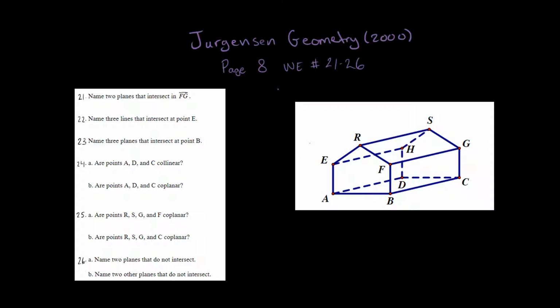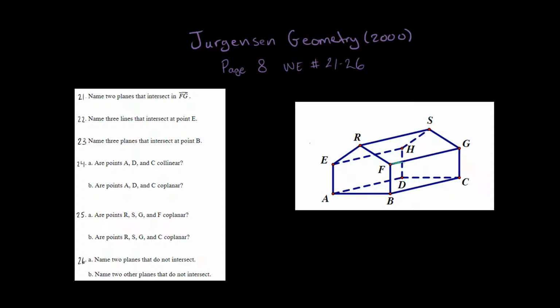In this video, we're going to be working on page 8, written exercises numbers 21 through 26 of the Jurgensen Geometry 2000 edition. Numbers 21 through 26 refer to this figure shown to the right. Number 21 says, name two planes that intersect in line FG.